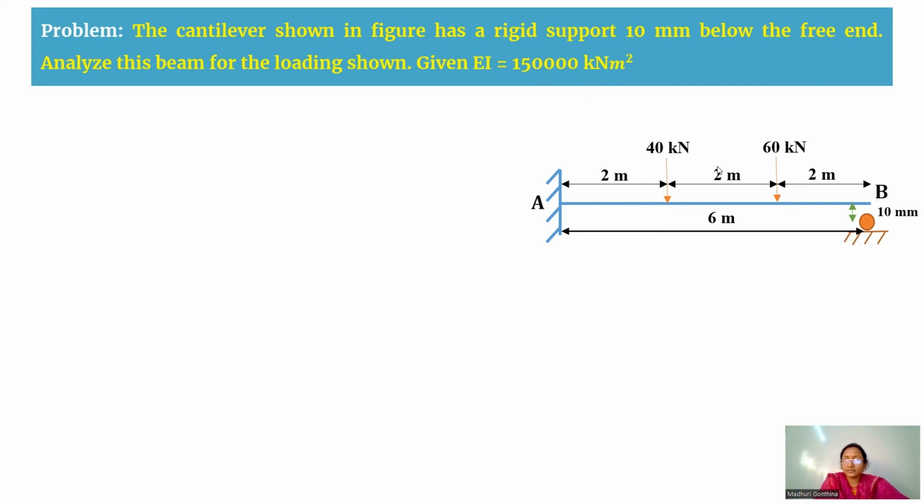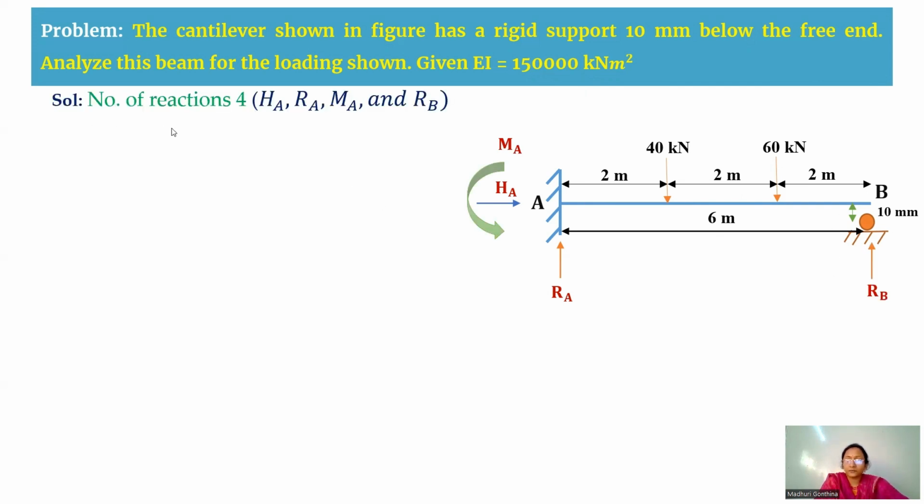Analyzing means we are going to find the reactions first. Before finding the reactions, we'll first determine the degree of static indeterminacy. For that, we'll calculate the number of reactions. A is a fixed support, so we are having 3 reactions: horizontal, vertical, and moment. And at B also, you are having a vertical reaction. Therefore, the total reactions are 4.